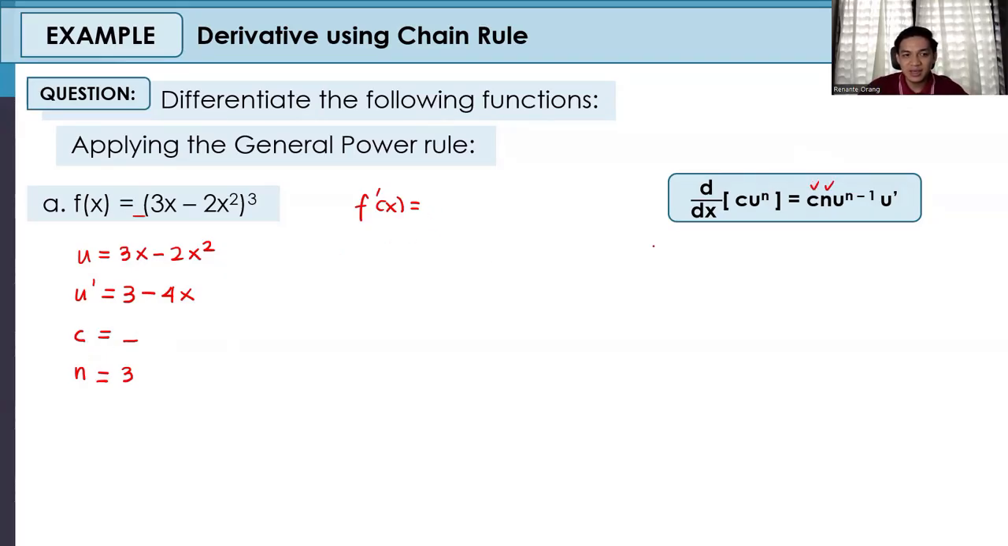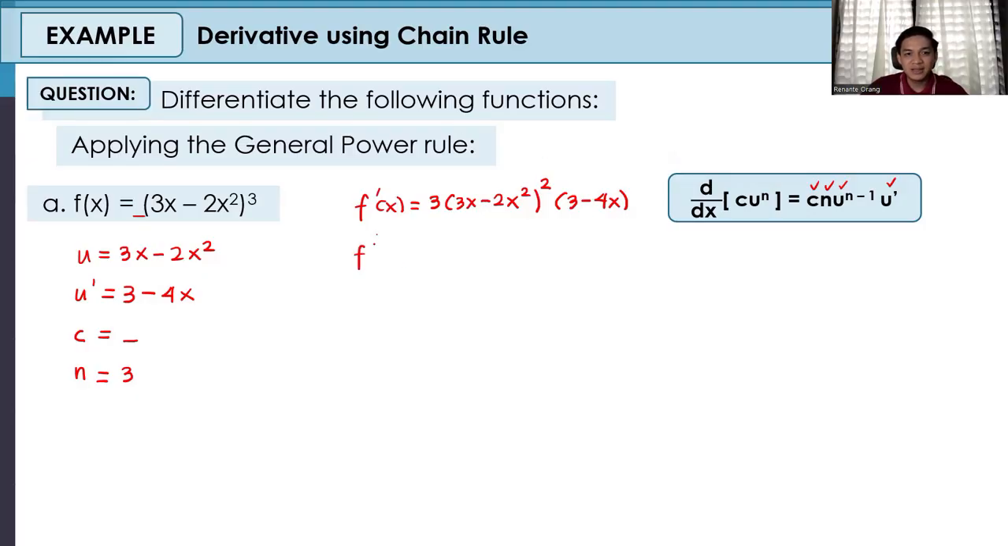Next is n. N po natin is 3. Proceed tayo sa u. U po natin is 3x minus 2x squared. Tapos, n minus 1, so that is 3 minus 1 is 2, multiplied by our u prime. So, based dito sa ating na-solve kanina, yung u prime po natin is 3 minus 4x. So, tapos na tayo in differentiating. All we need to do is to simplify.